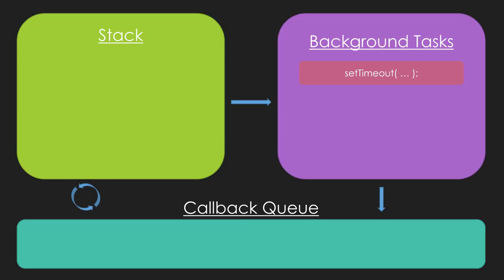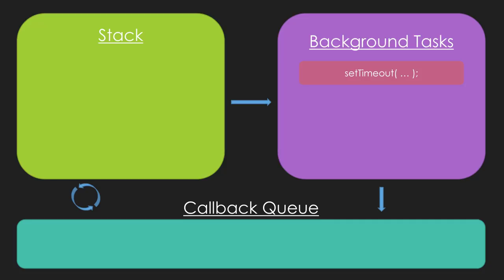Eventually, the stack will get empty and Node will want to end the process. However, it'll check to see if anything is happening in either the background task or the callback queue. This is why you saw the command line pause for a moment. Even though all code was finished executing, it recognized that there were still some tasks that haven't finished yet.